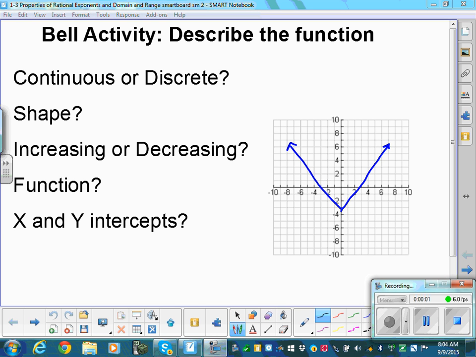Okay, so looking at this one, guys, is this one continuous or discrete? Continuous. It's continuous. Very good. How did you know that? No breaking points in our x's. It's continuing forever. Very good.